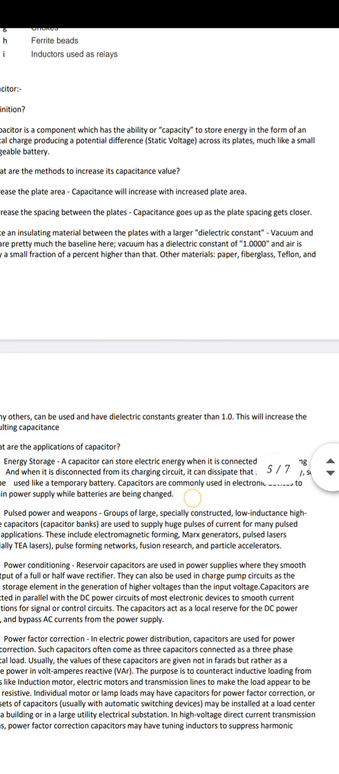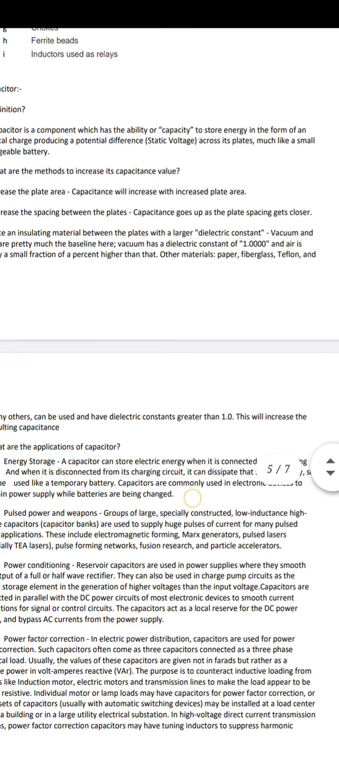Second application is pulsed power and weapons. For groups of large rectangular inductors, high voltage capacitors are used to supply huge pulsed currents for many pulsed power applications. These include electromagnetic forming, Marx generators, pulsed lasers, pulse forming networks, fusion research, and particle accelerators.